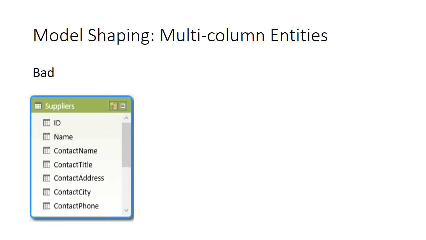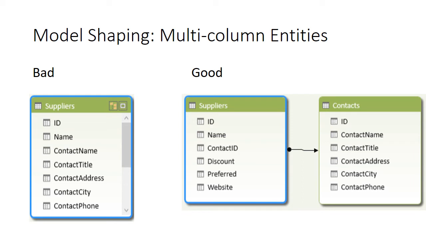First is multi-column entities. Take this table for example. It is a suppliers table that contains a bunch of columns about contacts. Now, if the user wants to talk about contact as a thing, wanting to see all of those columns returned when they discuss contacts, this is not the table structure you'll want to have in your model. Instead, you want to have something that looks more like this, where there's a set of supplier information in the suppliers table and a set of contact information in the contacts table, and a relationship between suppliers and contacts.